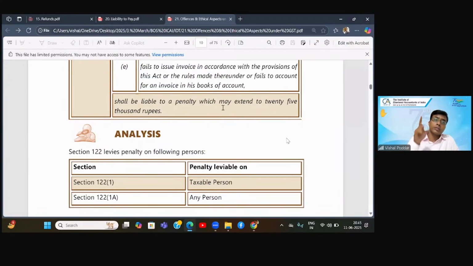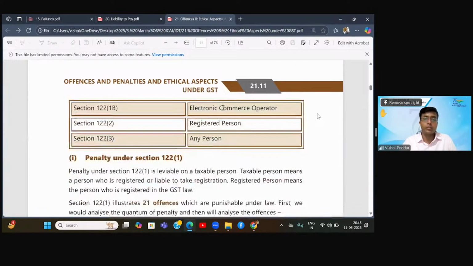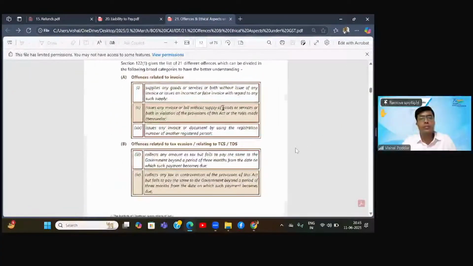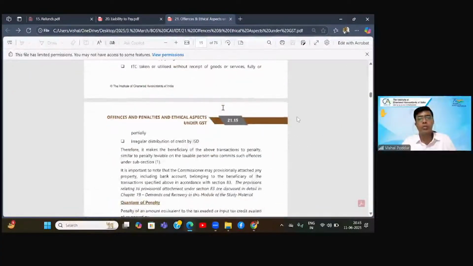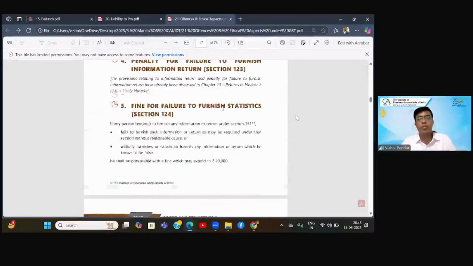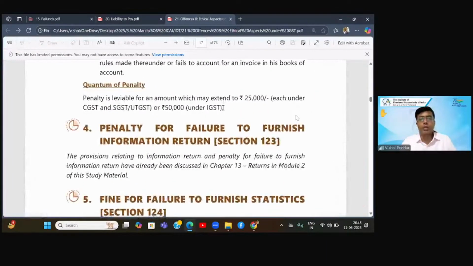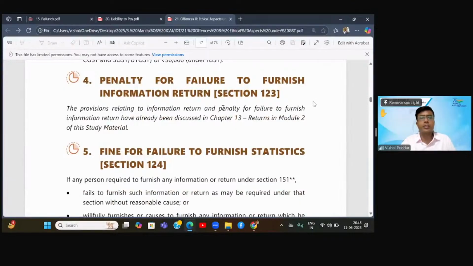Now understand this is 25,000 under CGST. Again, it will be 25,000 under SGST. So this is the penalty for different offenses which are covered in 122 subsection 1, 2, 3, right? Now we proceed further. What is given further?